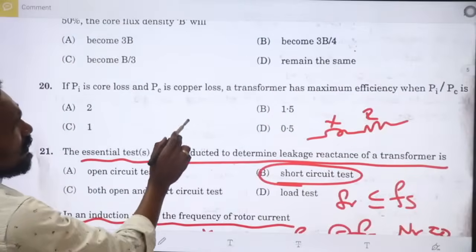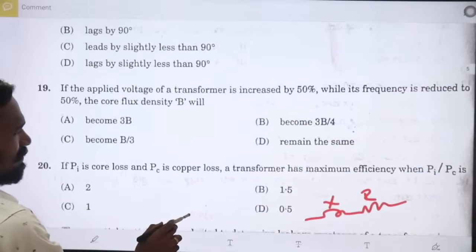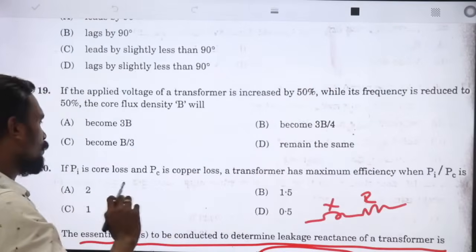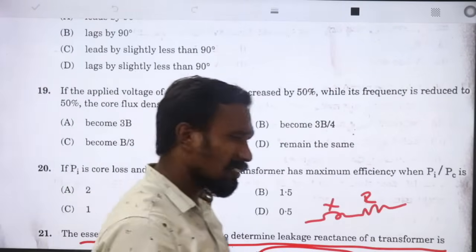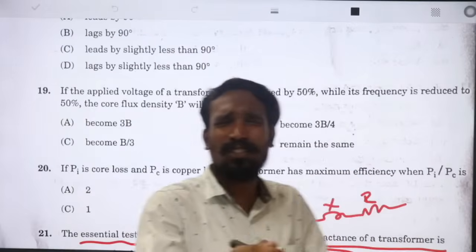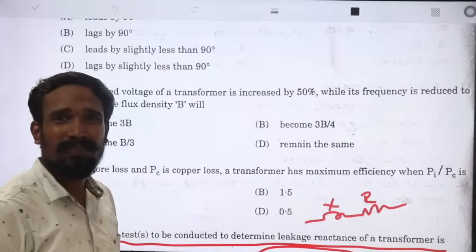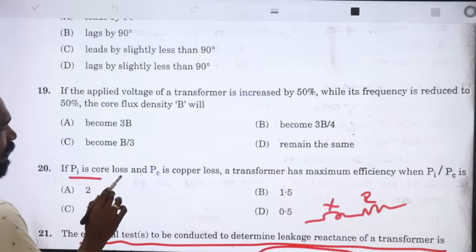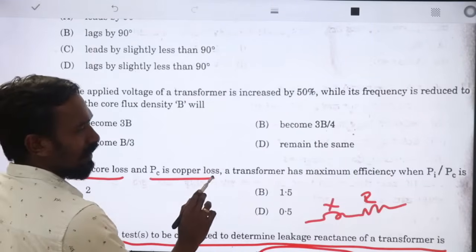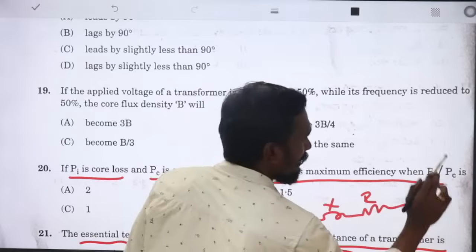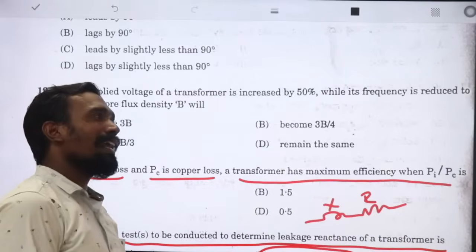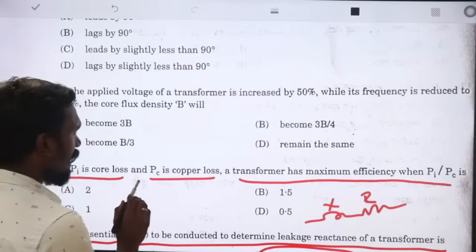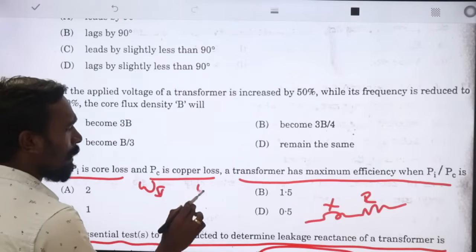This is also a very easy question. See how many times you go through this question; they ask somewhat differently, but everyone has to give the answer for this. PI is the core loss, PC is the copper loss. The transformer has maximum efficiency when PI by PC is equal to what? These are the iron losses and copper losses.